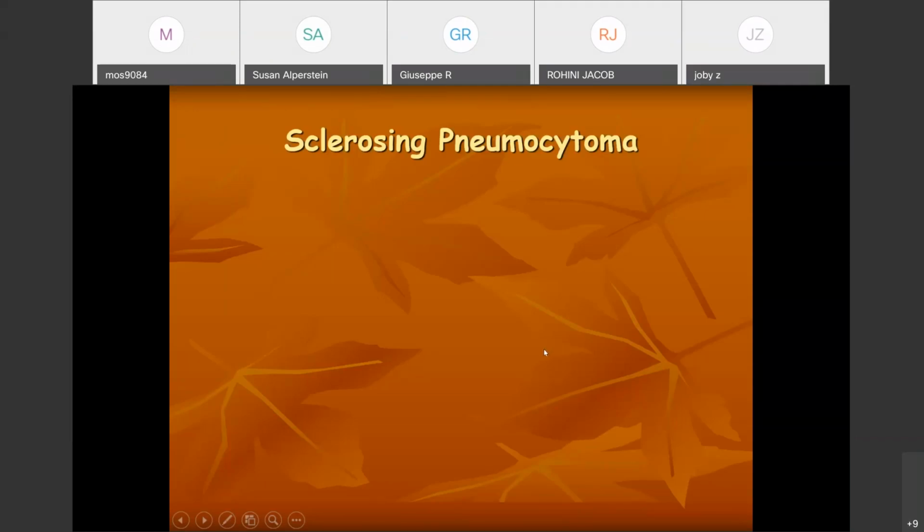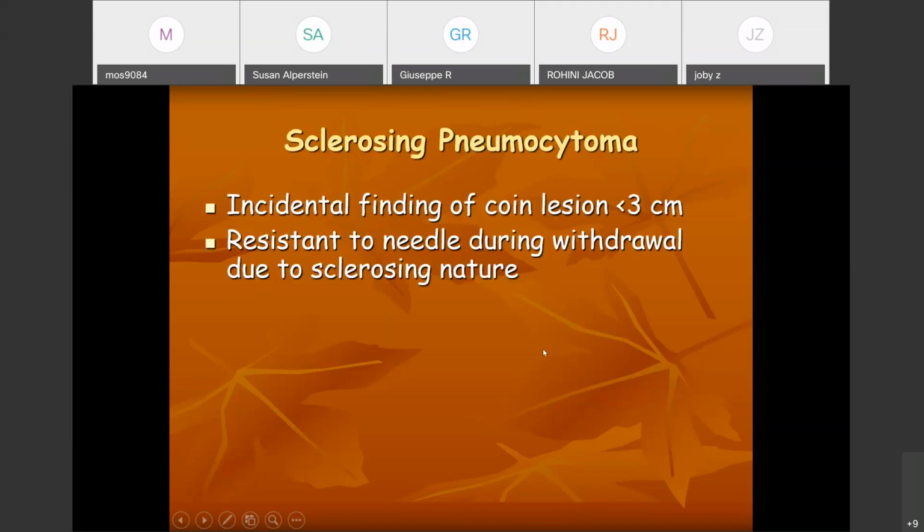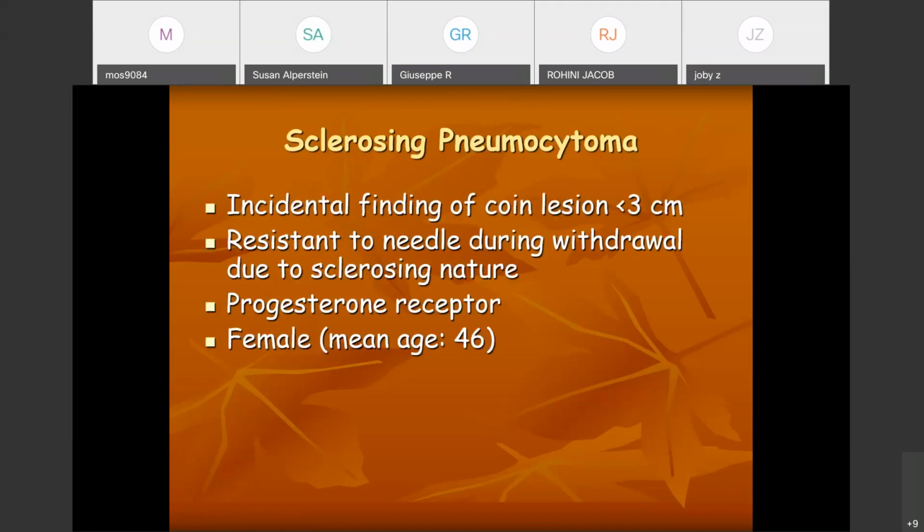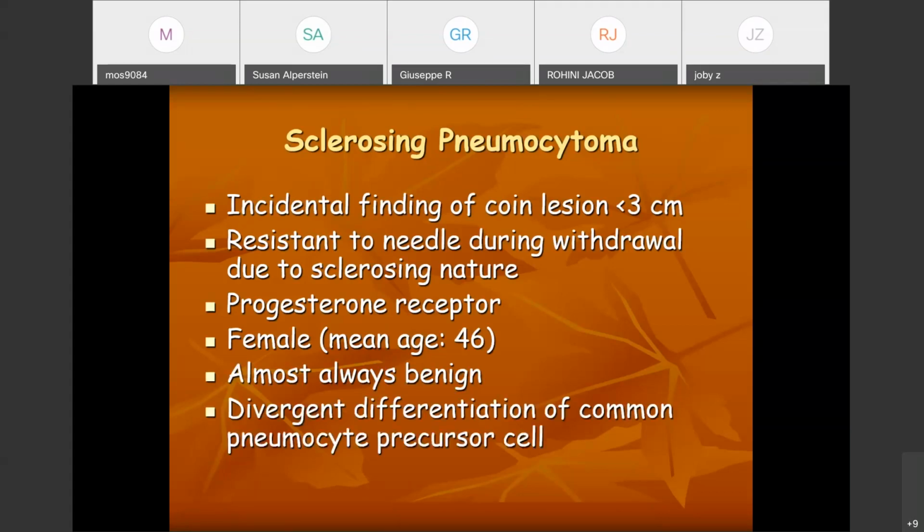My point is cells don't lie. It's the finding, and it's a woman. And the radiologist says it's very resistant to the needle when you withdraw because of the sclerosing nature of the stroma. So you could tell it's sticking to the needle. PR, it's a woman, almost benign, divergent differentiation.